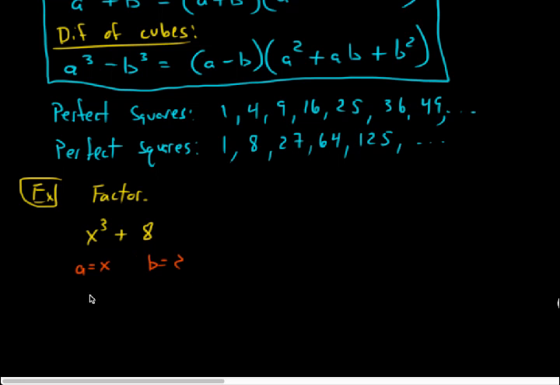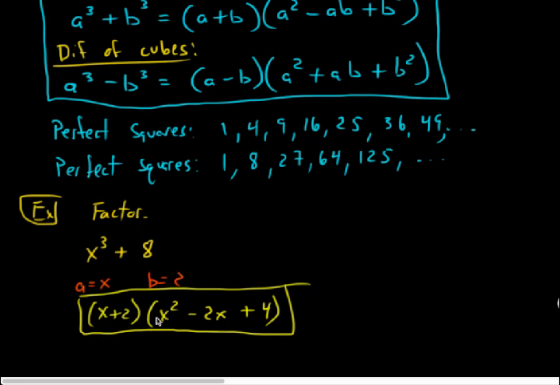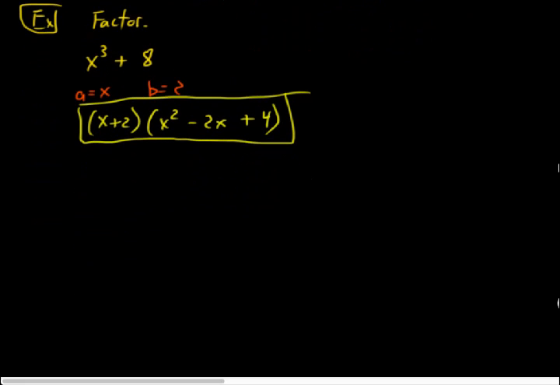And now I simply plug it into the right-hand side of the pattern up here. So a plus b is x plus 2, times a squared, which is x squared, minus ab, so that's minus 2x, plus b squared, 2 squared is 4. In this case I simplified it all in one go, but other times you might want to substitute in parentheses for some of these values, just to be careful with potential more signs. But my A and B were pretty simple in this case, so it's not that difficult.